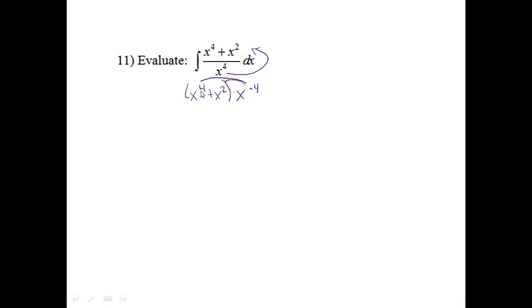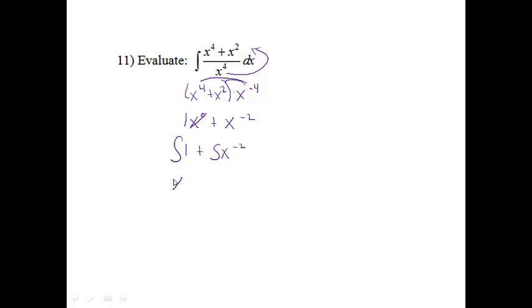Now I'm going to distribute. When I do this, we're going to add the exponents. So 4 plus negative 4 would just be x to the 0, plus 2 plus negative 4, which would be x to the negative 2. x to the 0 is just equal to 1. So we're going to have the integral of 1 plus the integral of x to the negative 2.